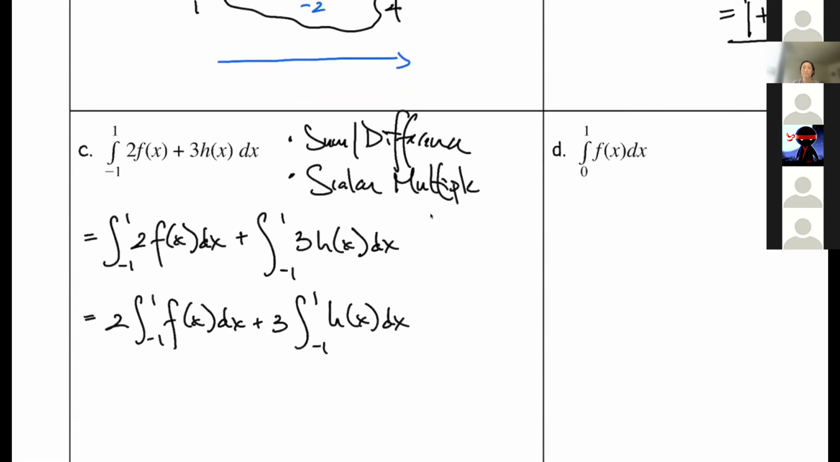Okay. So that's applying the rules. I'll leave it to you to fill in the numbers, okay? But making sure that you choose appropriately, like, is this the F1 or the H1, okay?